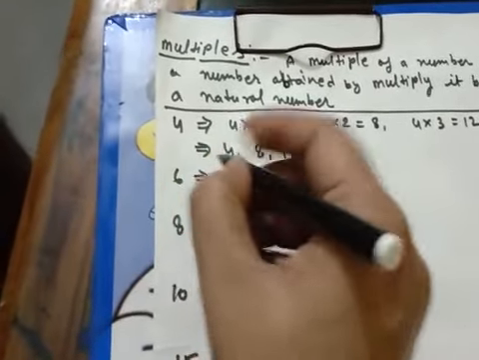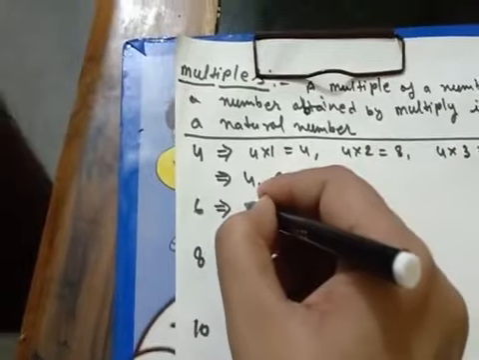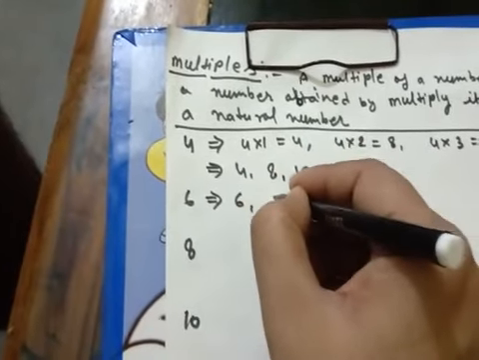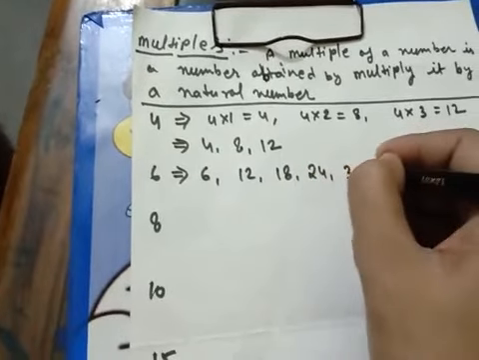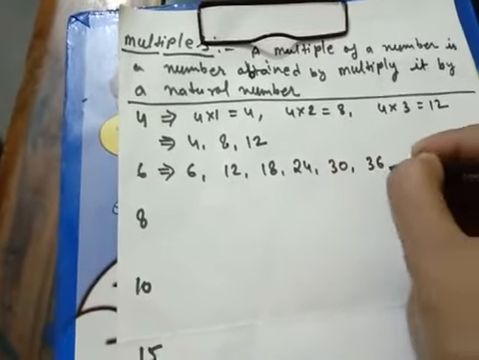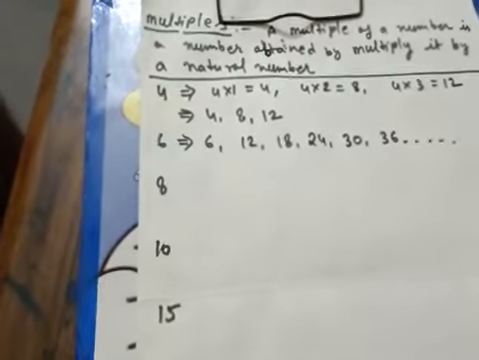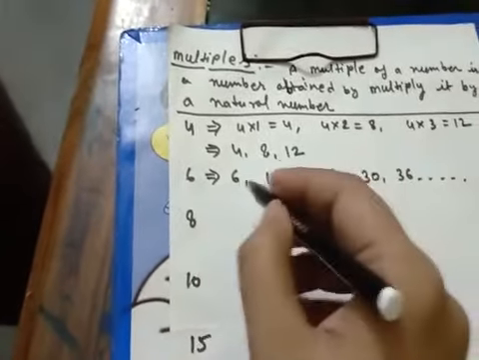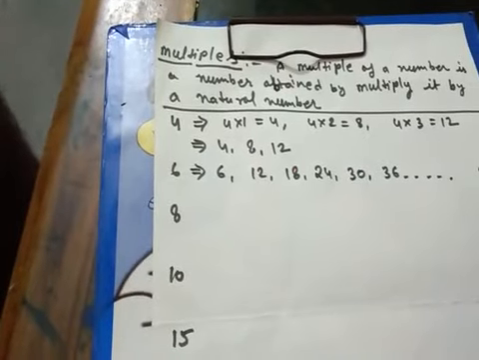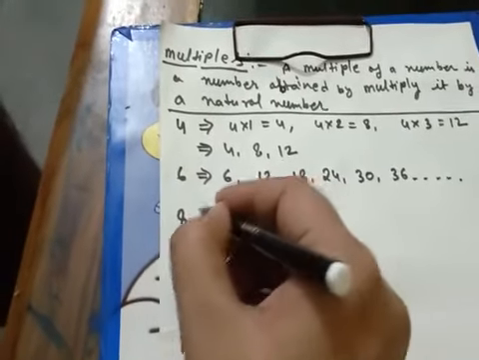Now multiples of 6. 6 1 ja 6, 6 2 ja 12, 6 3 ja 18, 6 4 ja 24, 6 5 ja 30, 6 6 ja 36 and so on. We can find out as many as we want. So these are called multiples of the given number.